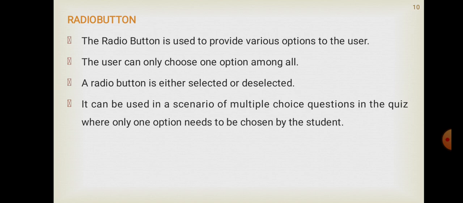Next is the radio button. The radio button is used to provide various options to the user. The user can only choose one option at a time. For example, if I want to give the user the option of marital status, either married or unmarried, they have two options. At that time we can use this kind of radio button.